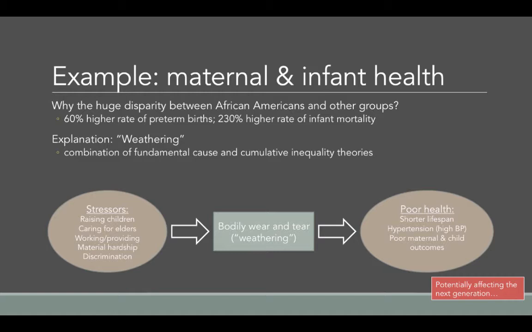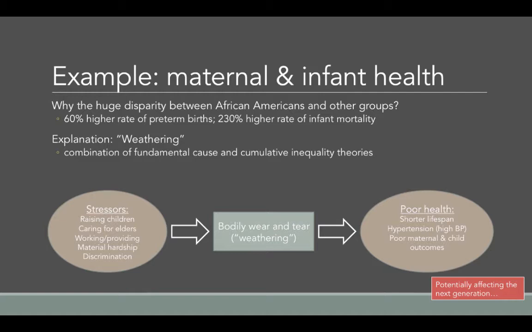And in 1992, she wrote a pretty important paper about what she calls the weathering effect. This idea of weathering is the bodily wear and tear that results from exposure to stress. So her work really combines the fundamental cause theory and the cumulative inequality theory, because she talks a lot about the stress that results from a lack of access to resources, but she also talks about how that stress accumulates over a woman's life course.